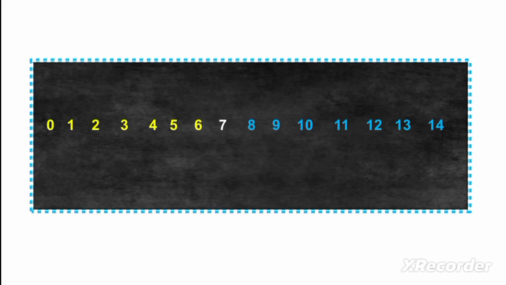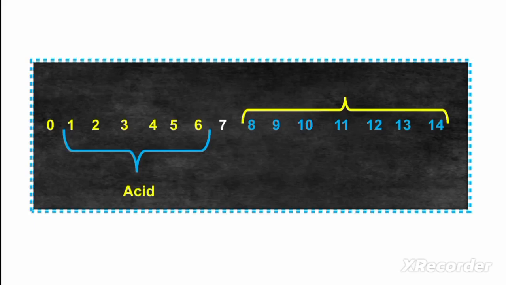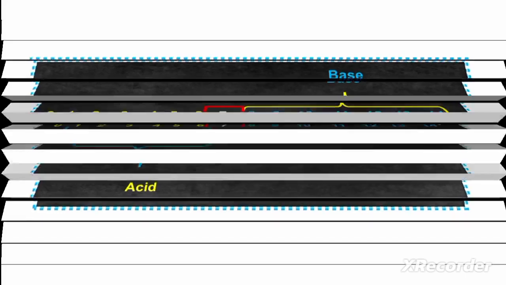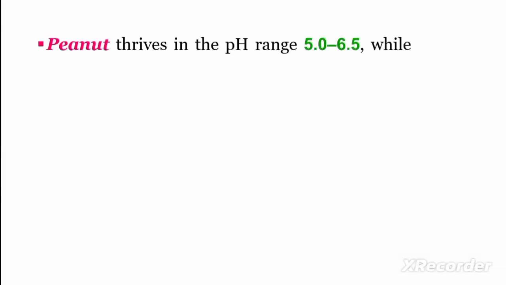So we need to remember that from 1 to 6 on the pH scale represents acid. Then 8 to 14 represents base. 7 represents neutral. Okay, so peanut thrives or survives in the pH range 5.0 to 6.5, while millet requires 6.0 to 6.5.